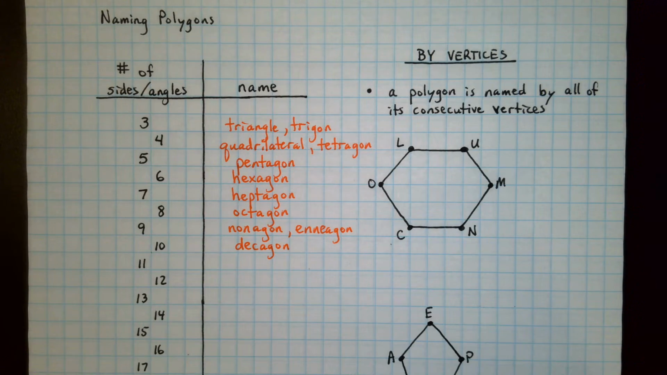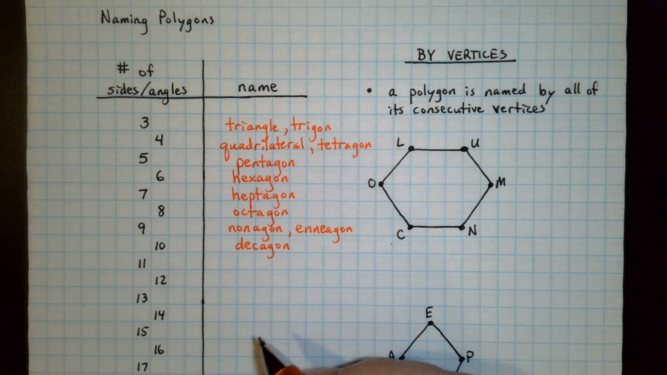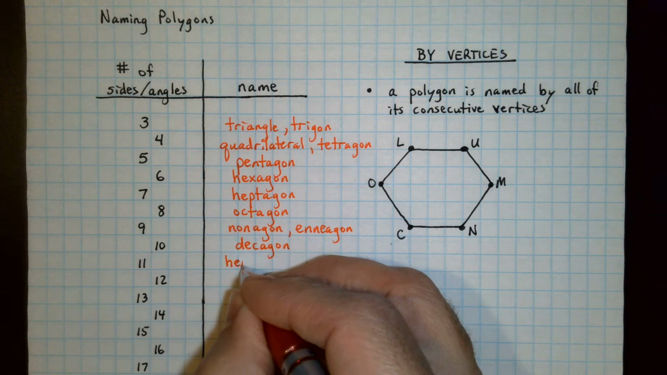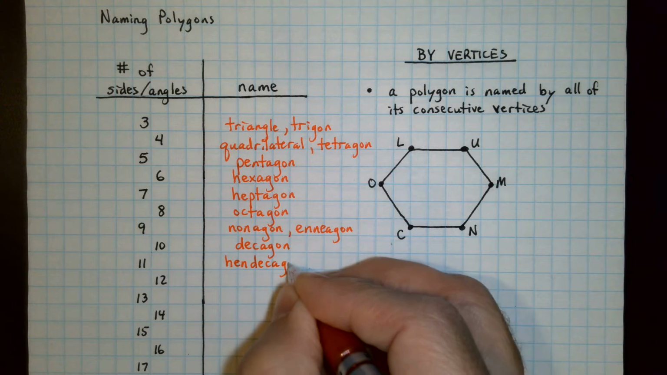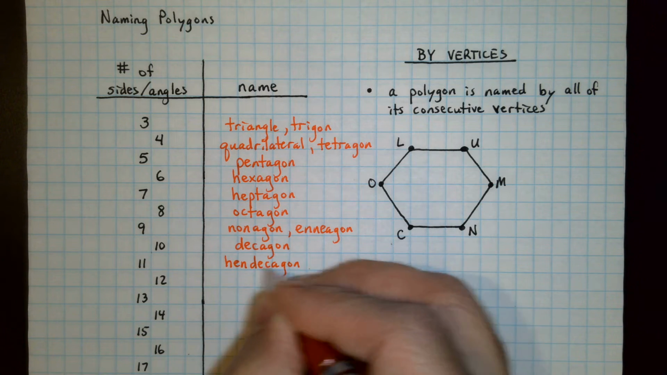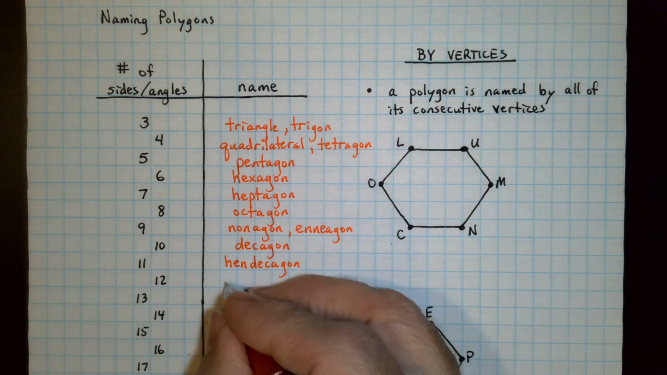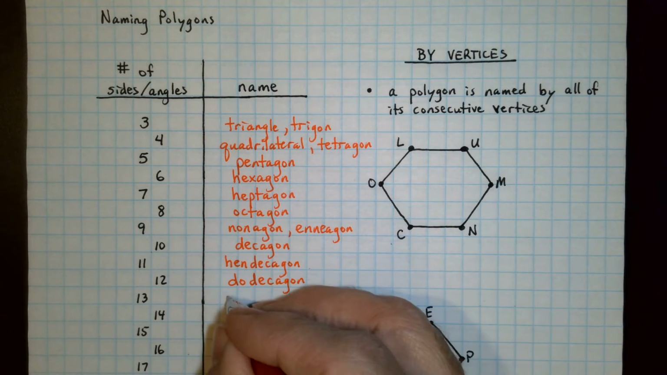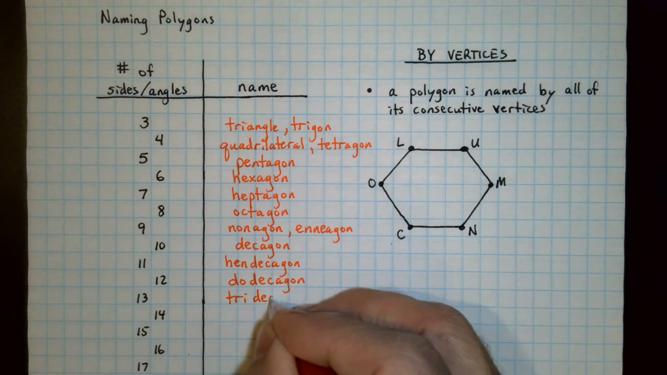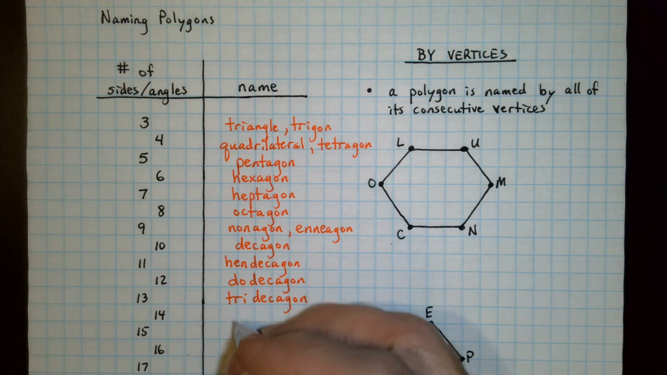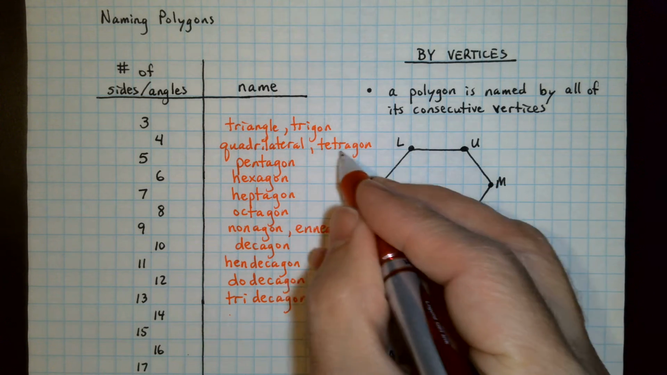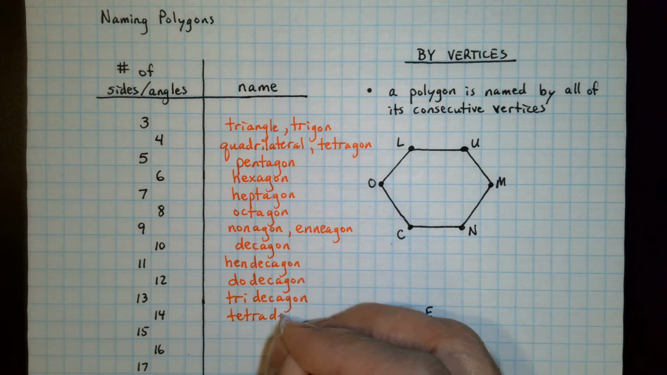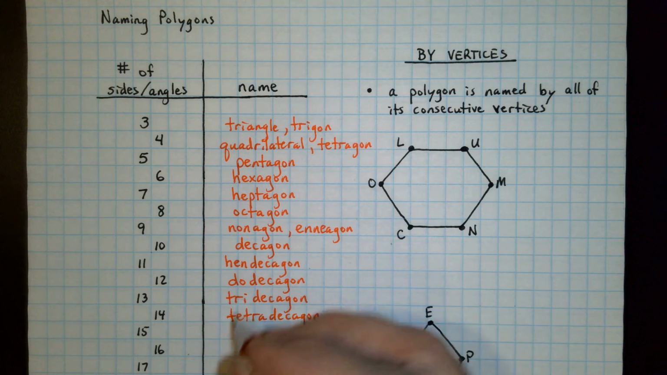Now when we go above 10, we end up basically adding something to decagon. So 11 is a hendecagon. Hen is 1, decagon is 10, so 1 and 10 make the 11. 12 is dodecagon. 13, most people guess this one, tridecagon. 14 takes this prefix here, tetradecagon.